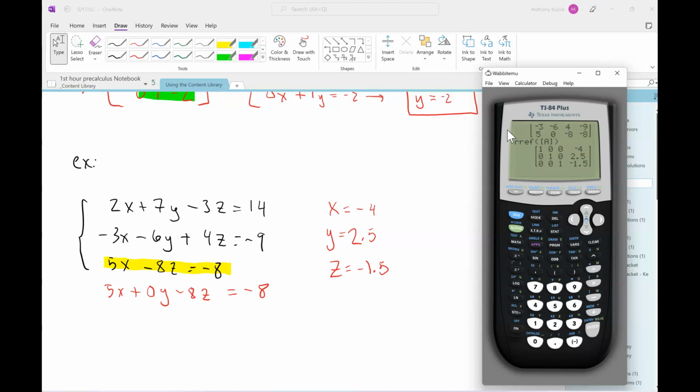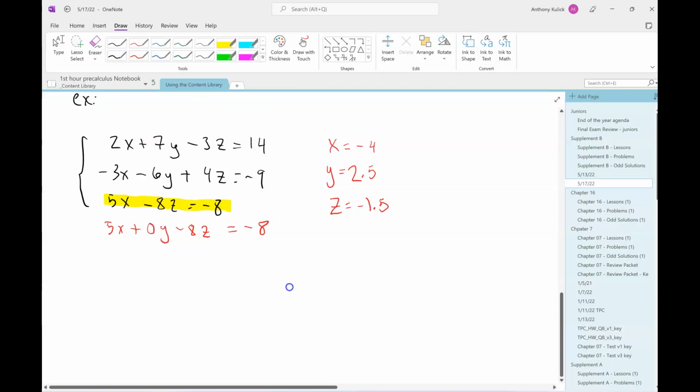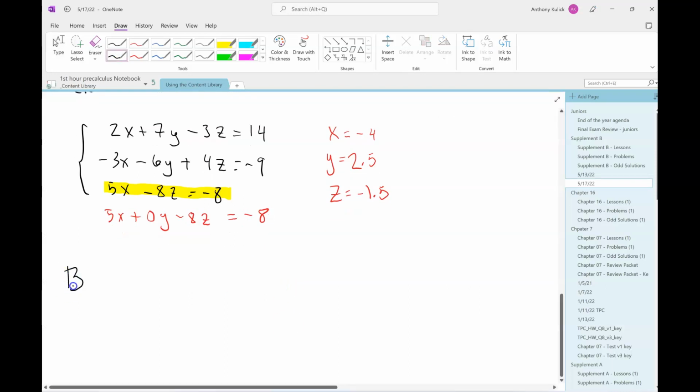All right. So our last topic that we want to talk about in section 4 is called partial fractions.